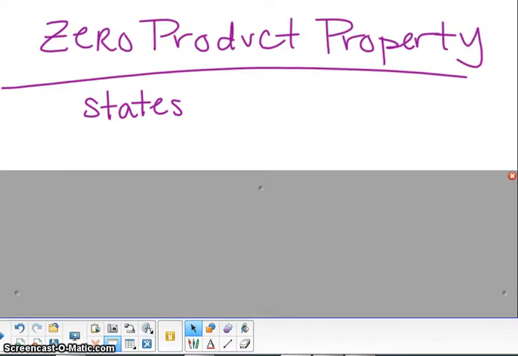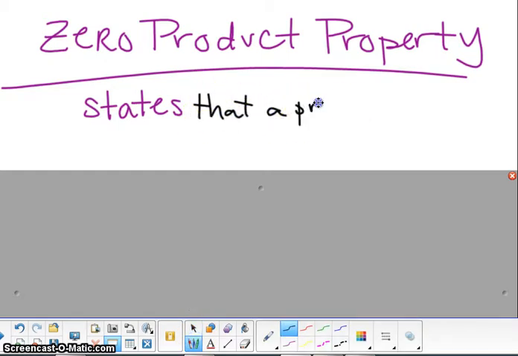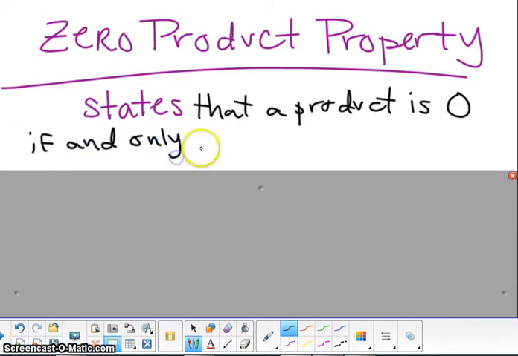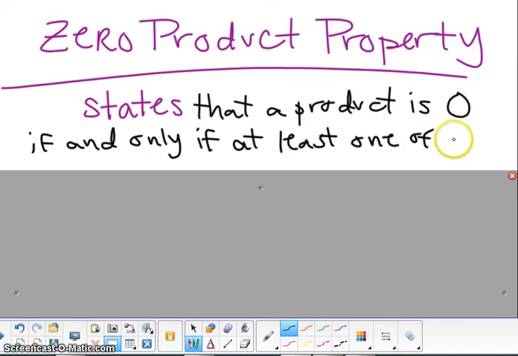This property states that a product is zero if and only if at least one of the factors is zero. So this will end up helping us solve equations and solve for x.